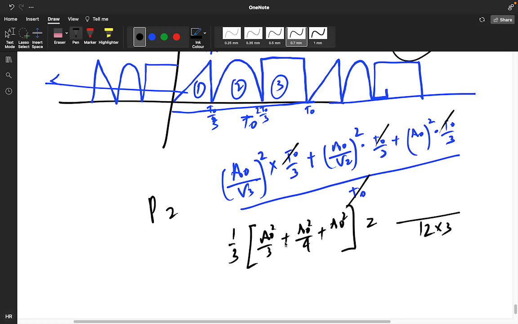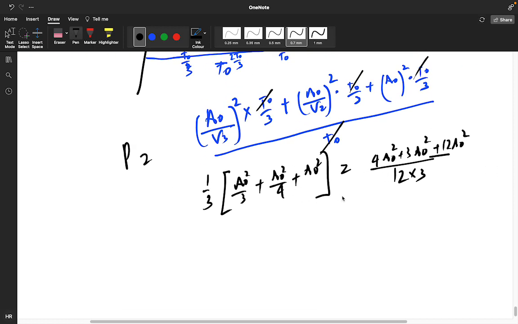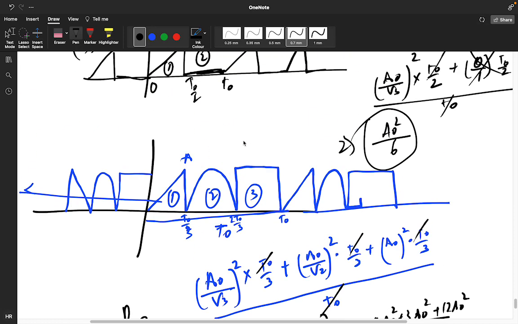12 into 3. 4 A naught square plus 3 A naught square plus 12 A naught square. What are you getting? 19, right? 19 A naught square by 36. So the power of this kind of signal is 19 A naught square by 36. See how easy it is.